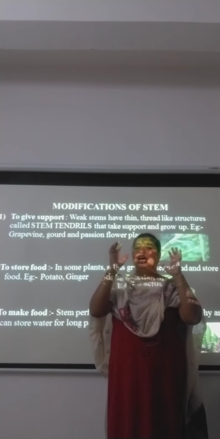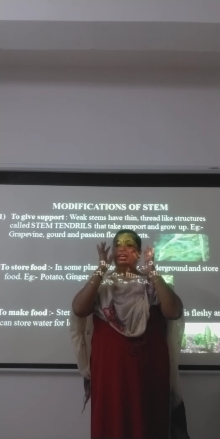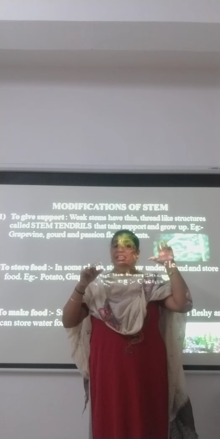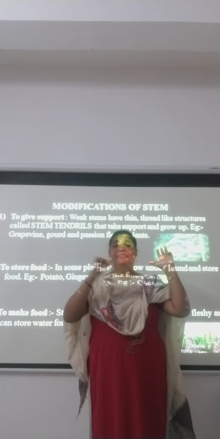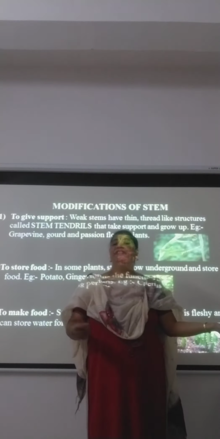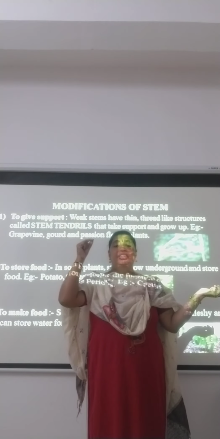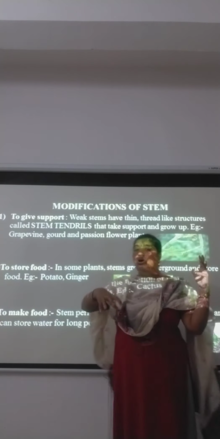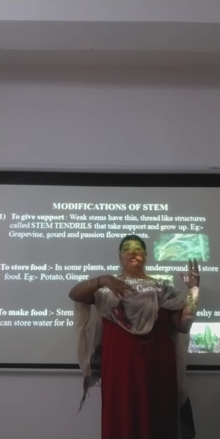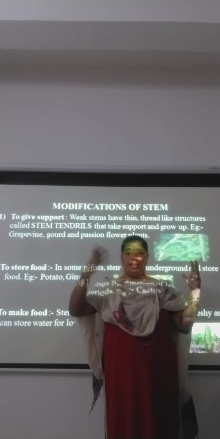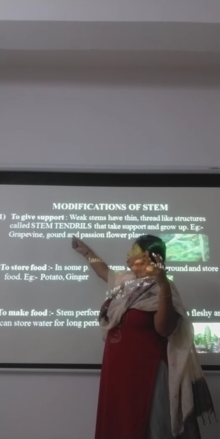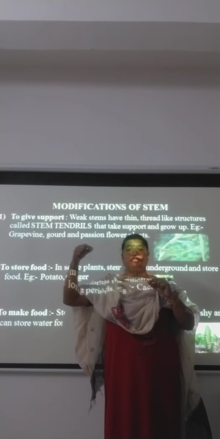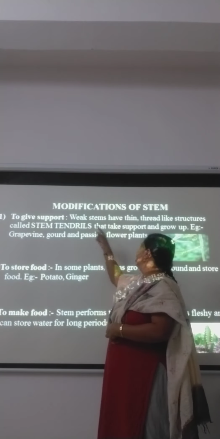Now, the stems are not strong in all the plants. Yes, we have seen herbs, they have very soft stems. That means they are also a little weak. Okay, now the weak stems, what do they do? They cannot hold the plant tightly, it cannot grow straight. Now, for that, the stem will change itself into small thread-like structures called stem tendrils.